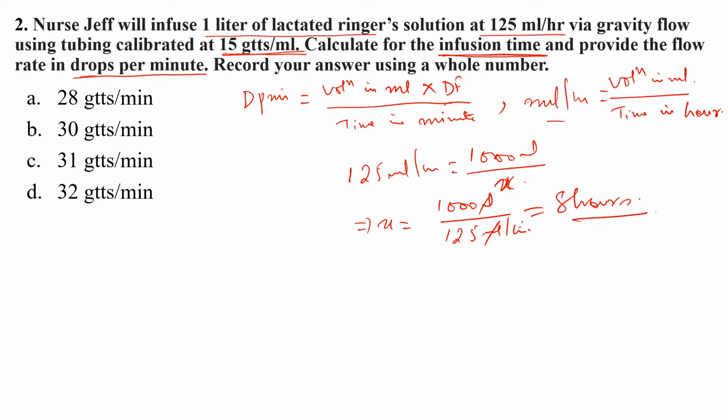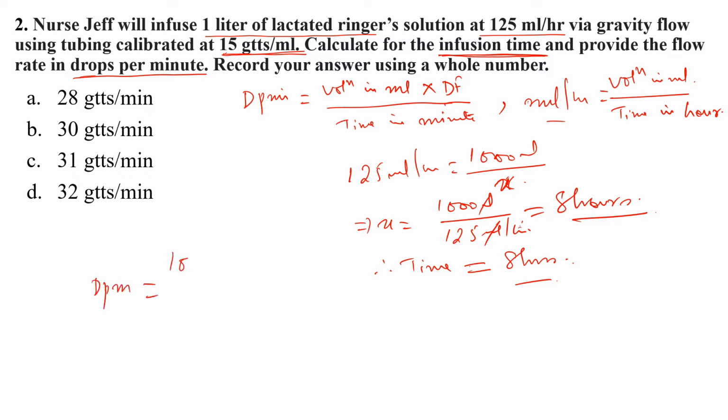So now we have the time. The time for the infusion to be completed is equal to 8 hours. This time we can also convert into minutes. If we multiply 8 by 60, since 1 hour equals 60 minutes, we will get 480. So here we have to find the drops per minute.